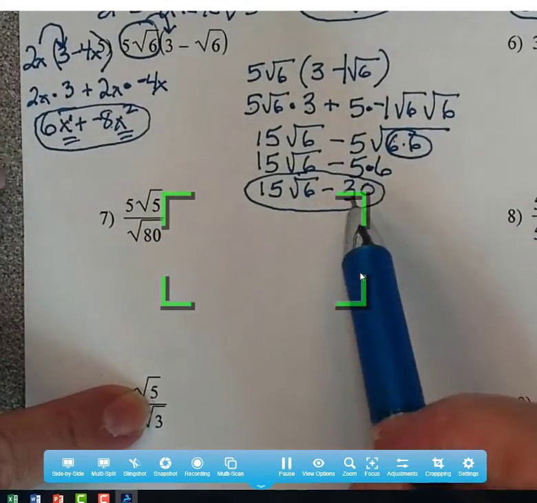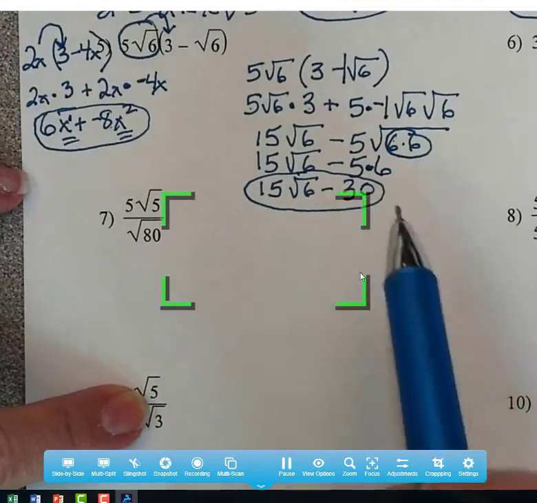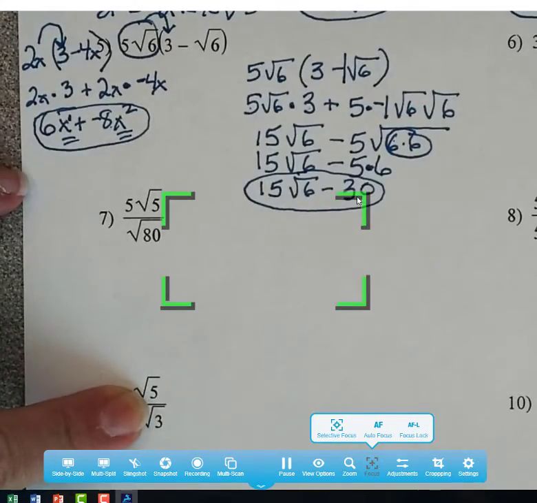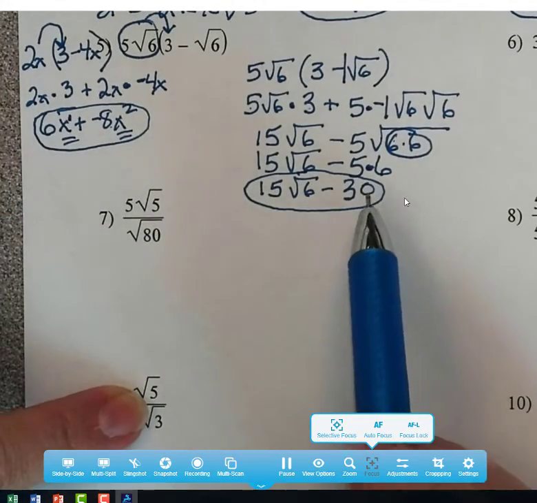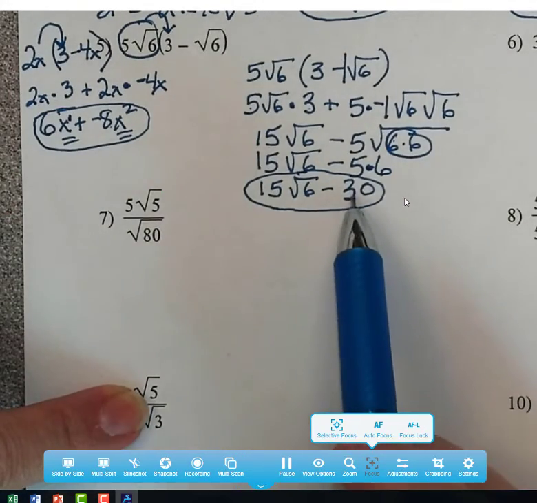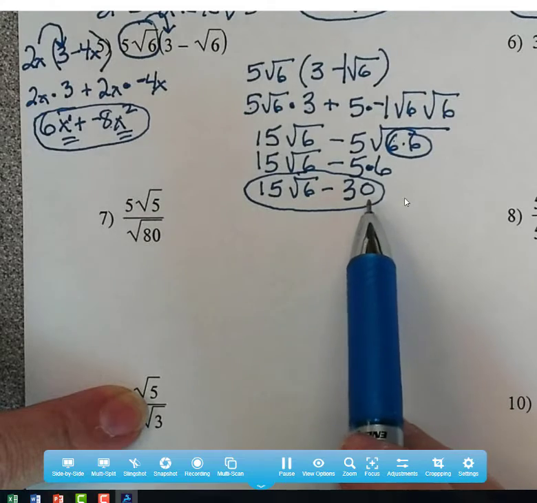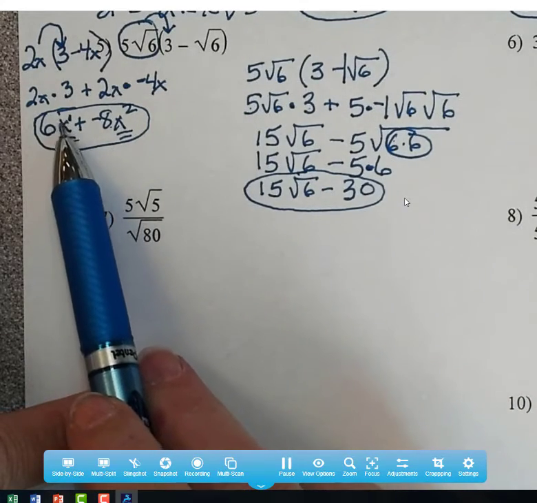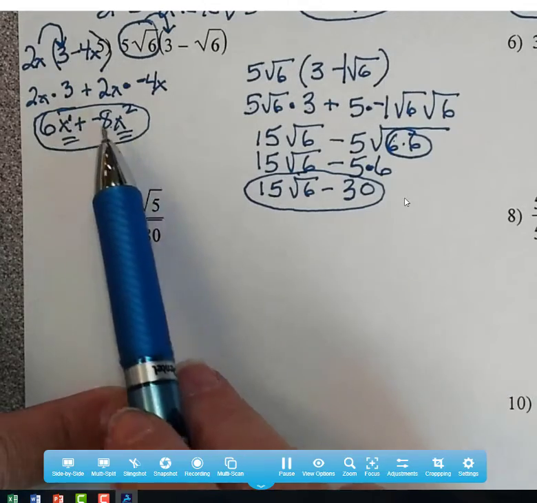Okay, so what I started saying was that this does not have the square root of 6 on it. And since it does not have the square root of 6 on it, these are not like terms. Okay, we can only combine like terms when it is the same base raised to the same exponent.